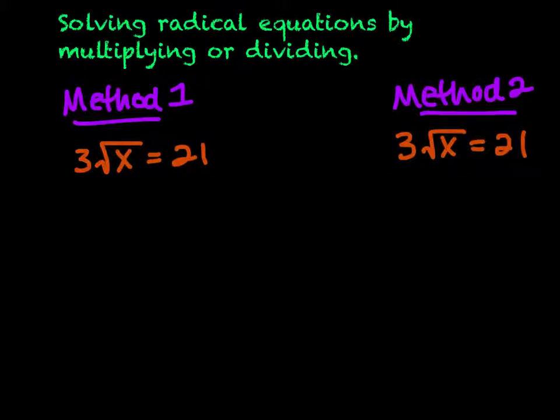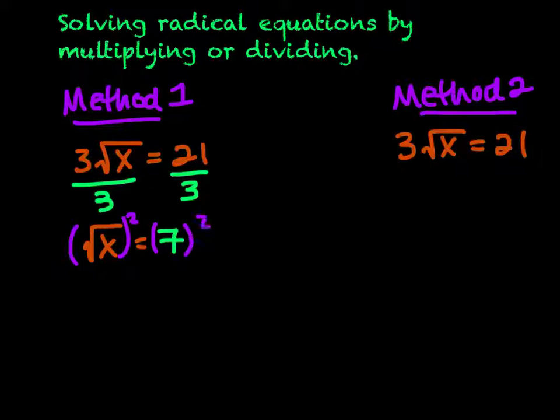Solving radical equations by multiplying or dividing. This is our last method of solving equations. In multiplying and dividing, we can do it one of two ways. This is primarily solving with multiplying in this case. So method number 1 tells us we can essentially divide by 3 first. So we have the square root of x is equal to 21 divided by 3, which is 7. After that, we can square both sides, and we get x is equal to 7 squared, which is 49.